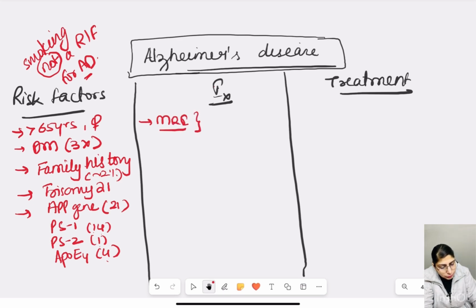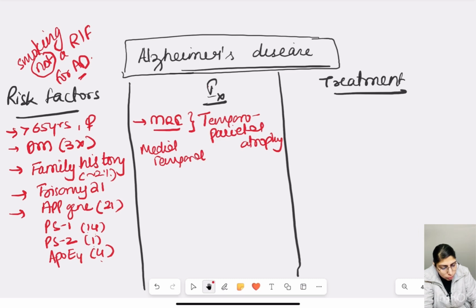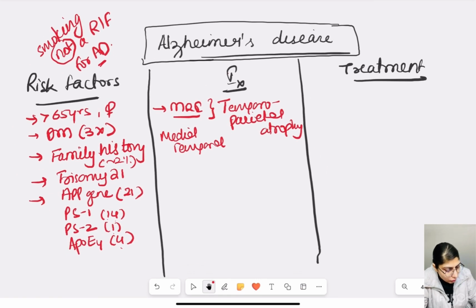Now, if we talk about MRI, what are the findings in MRI? As I told you, temporal and parietal lobes are the important lobes that are involved in Alzheimer's. It's not the frontal lobe, it's the temporal and the parietal. So what we see is a temporoparietal atrophy, mainly involving the medial temporal lobe. Cortical atrophy. We usually get MRI done in a patient of dementia to rule out secondary causes like an infective cause or a space occupying lesion or a stroke. So to rule out the secondary causes of dementia.